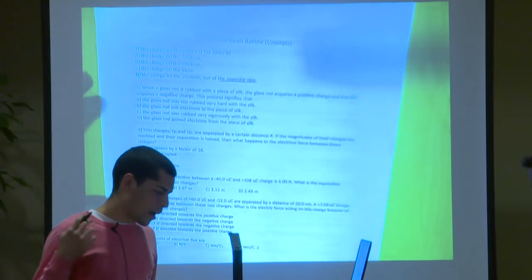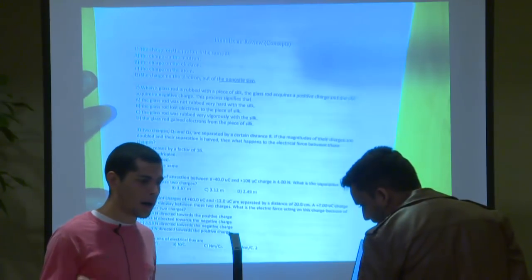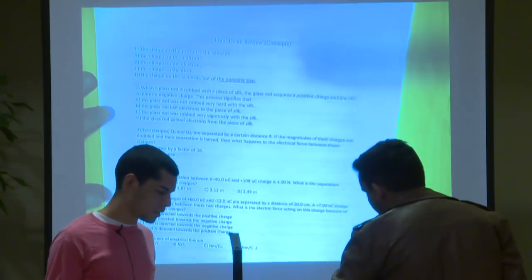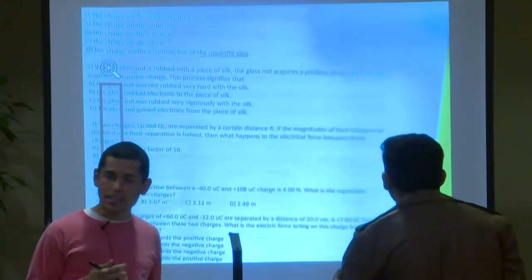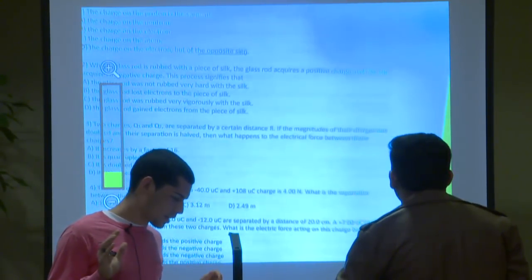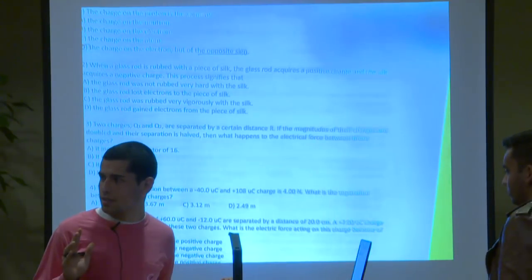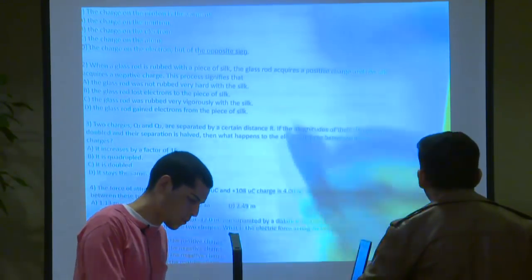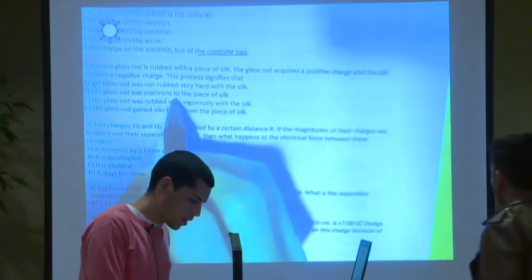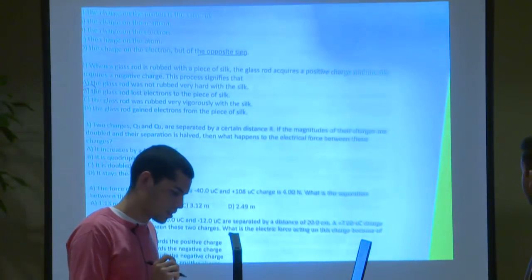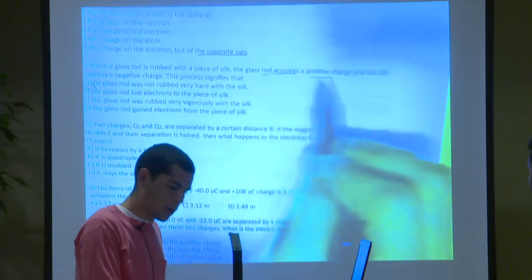Okay, so if the glass rod acquired positive charge, it gained electrons, or did the silk gain electrons? The rod or the silk? The silk, right? So it was that the glass rod lost electrons to the piece of silk, okay, because the rod acquired positive charge.